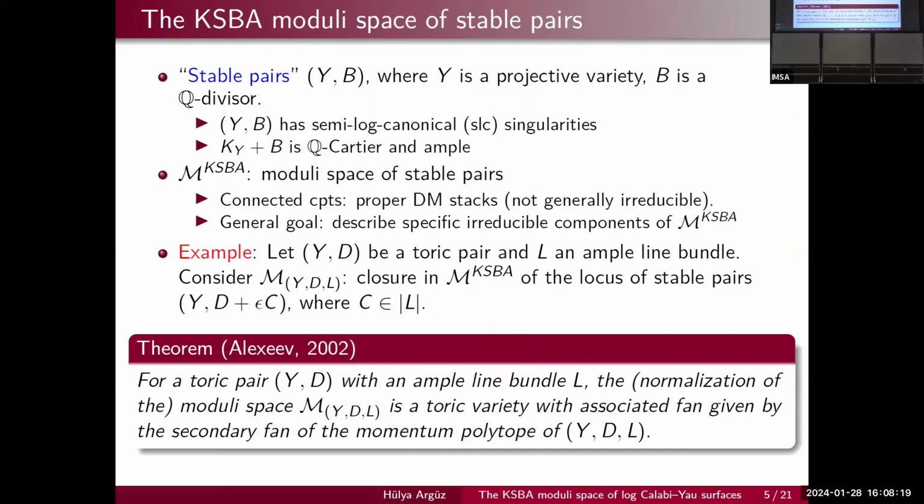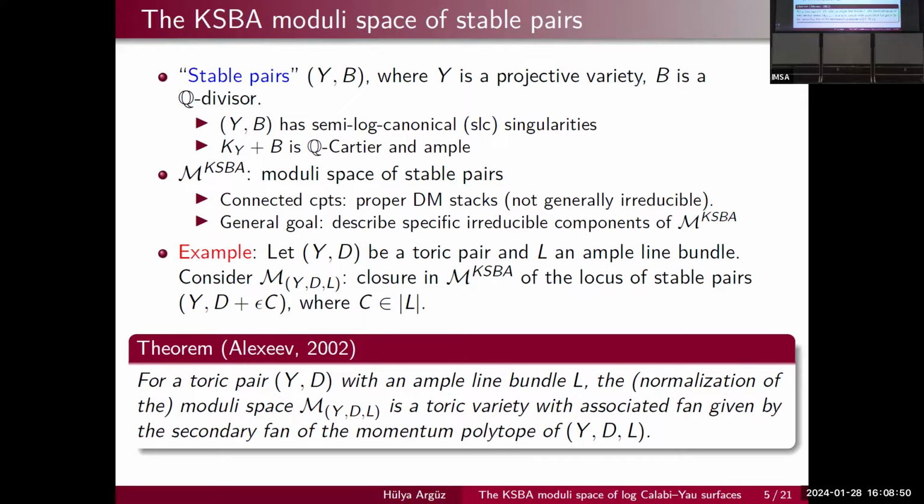As an example, if you take (Y, D) to be a toric pair, a toric variety and D its toric divisor, and L an ample line bundle on it, you can consider M_{Y,D,L}, the closure in the KSBA moduli space of the locus of stable pairs (Y, D + εC), where C is inside the linear system of L. So C corresponds to a divisor in the linear system of L.